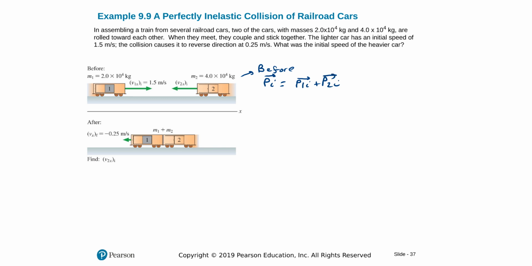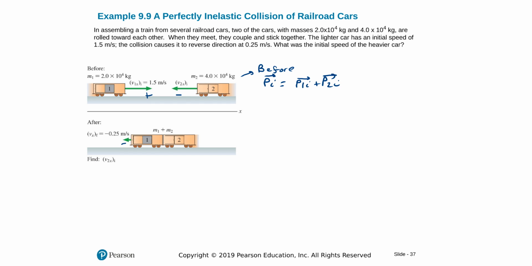We know the masses, and we also know the velocity of the first car, but the other car we don't know the velocity. Here it says the lighter car has an initial speed of 1.5 meters per second. The collision causes it to reverse direction at 0.25 meters per second. What was the initial speed of the heavier car? We know the initial velocity is to the left, so it's going to be negative. Car 1 has positive, and after the collision they both have a negative velocity.